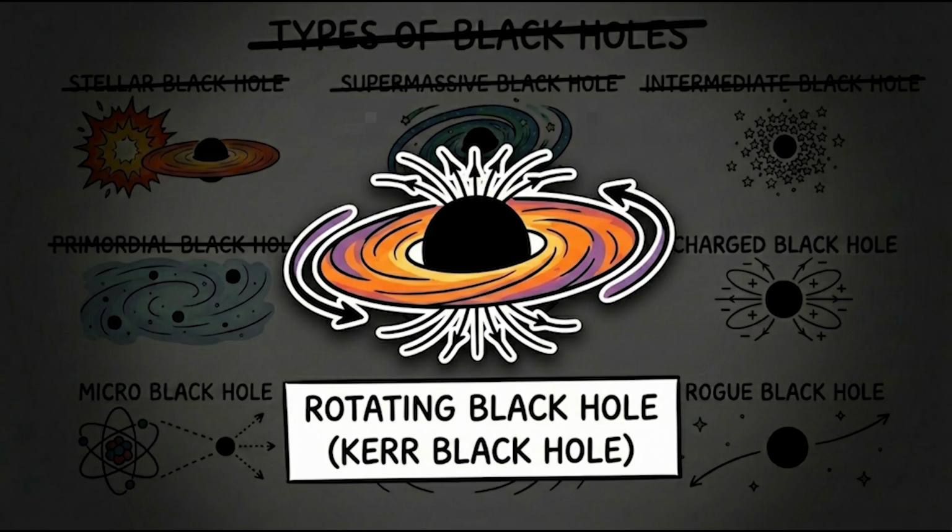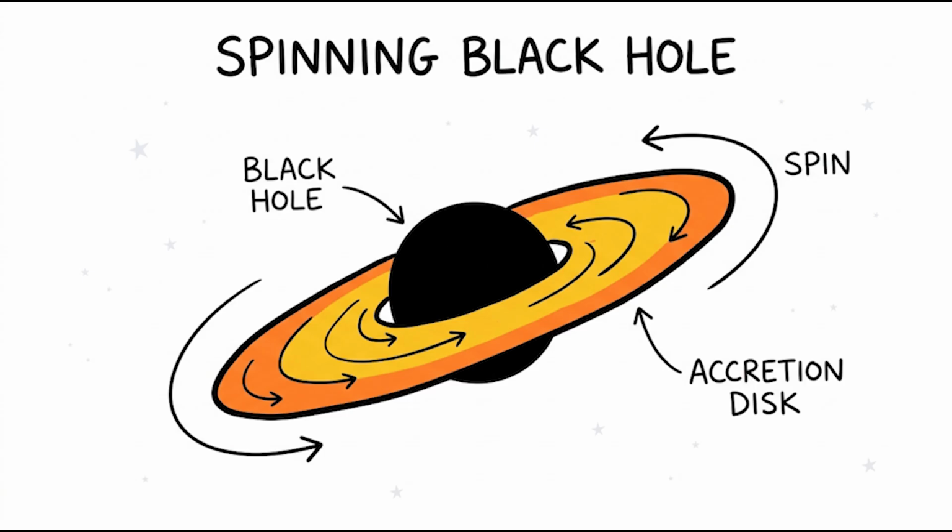Alright, now things get weird. Rotating black holes, also called Kerr black holes, because apparently a black hole wasn't strange enough already. Most black holes don't just sit there, they actually spin, and some of them spin incredibly fast.